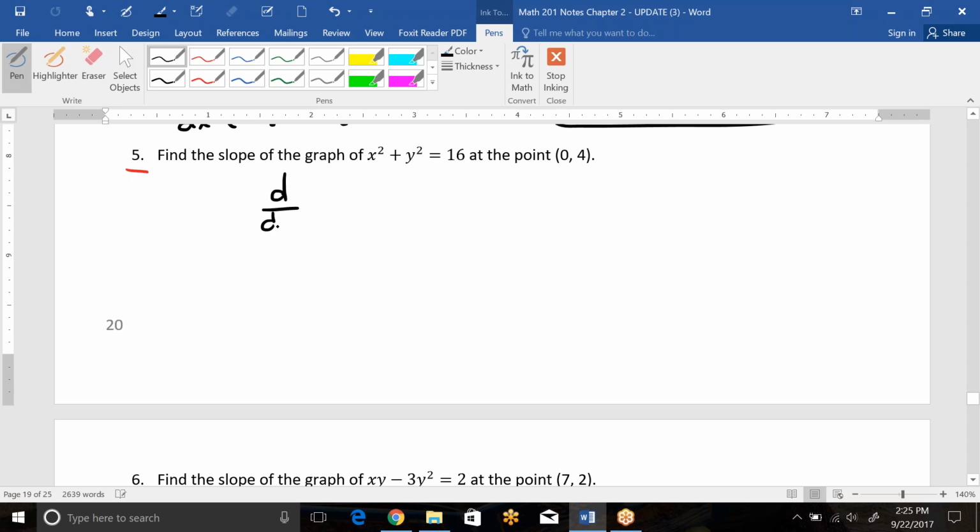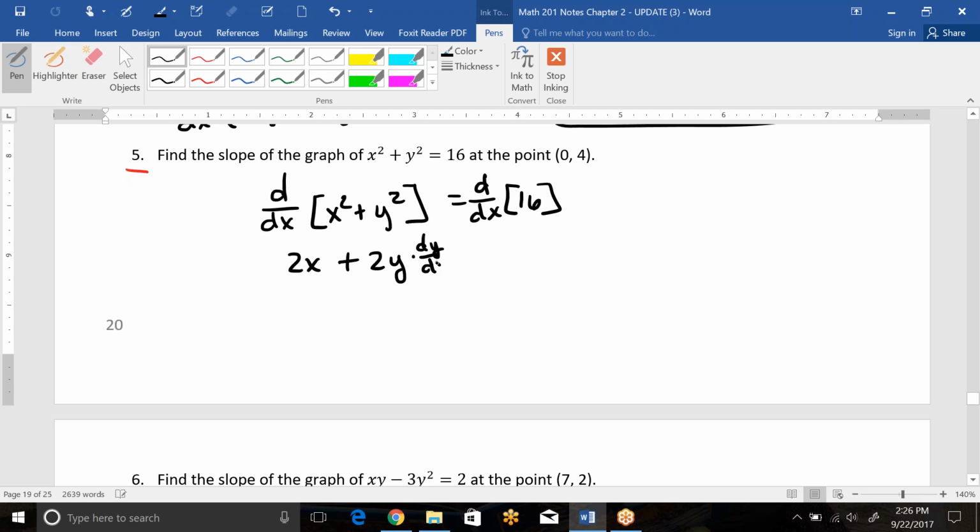So we're going to do d dx of the left side and d dx of the right side. This would be just 2x, and then we'd have a 2y times dy dx because the letter doesn't match. The derivative of 16 is just 0. So then if we tried to solve this, we would subtract over the 2x and then divide by 2y.